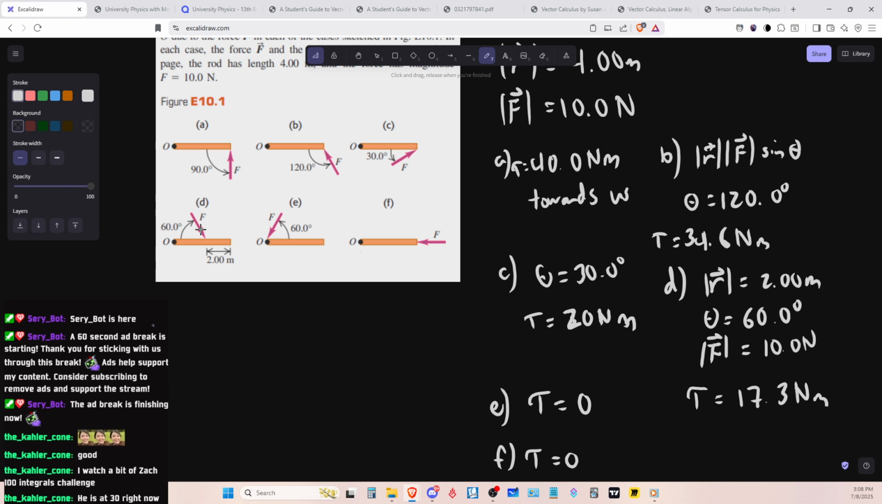Now if you point it this way, like in E, the thing is that there's no distance there, and mathematically the way I look at it is that it's 0, because we don't really have a distance here, we only have it pointing towards the origin point. So there's no real distance there.